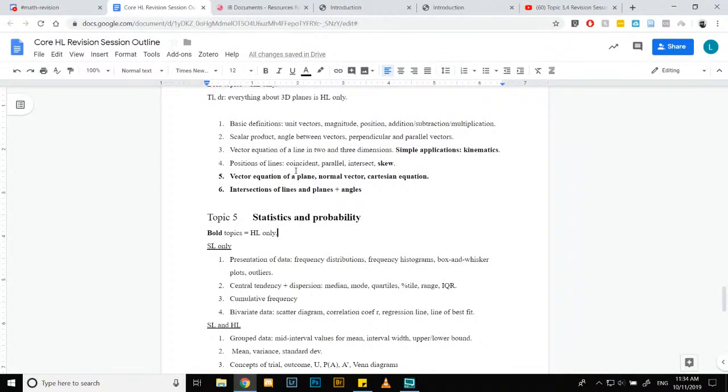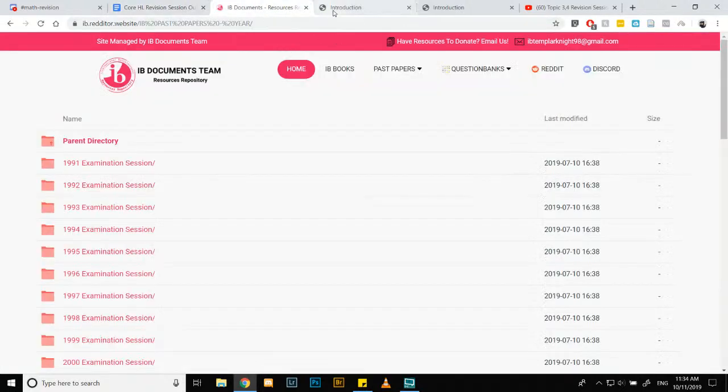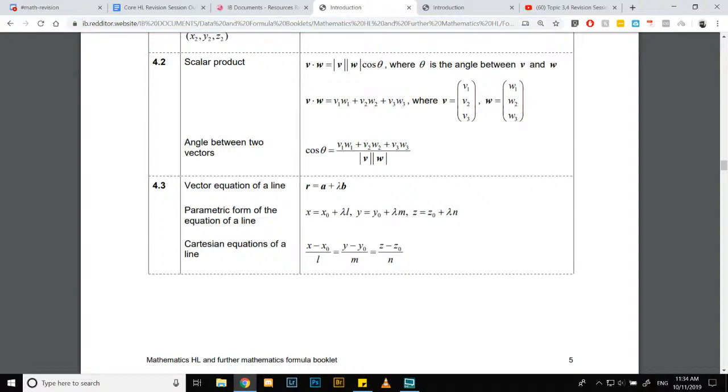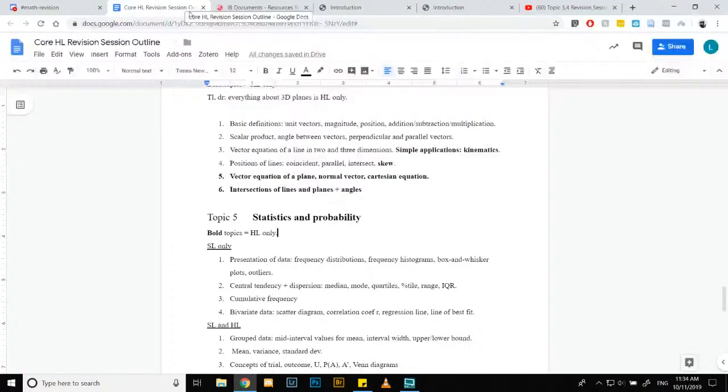So now I have the positions of lines: coincident, parallel, intersect. So now you have various different things. Using these different forms, you can try to understand the relationships between two different lines. So the position of lines, coincident, parallel, intersect, is key.